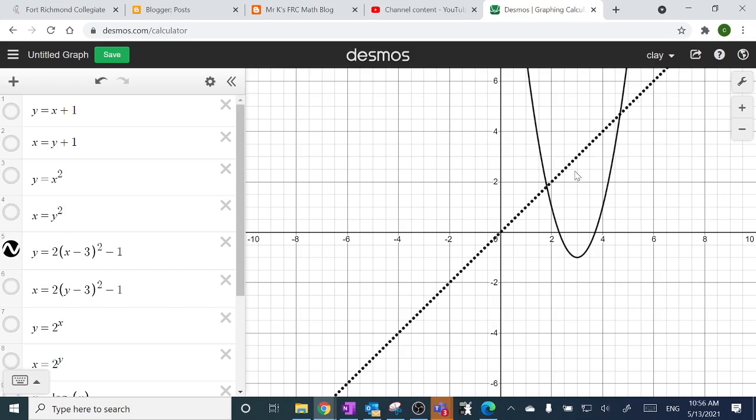So this line here acts as a mirror. So that point goes over to about there. This point stays the same. This point stays the same. All right, let's take a look. Let's switch x and y. There you go. Is that what you imagined?